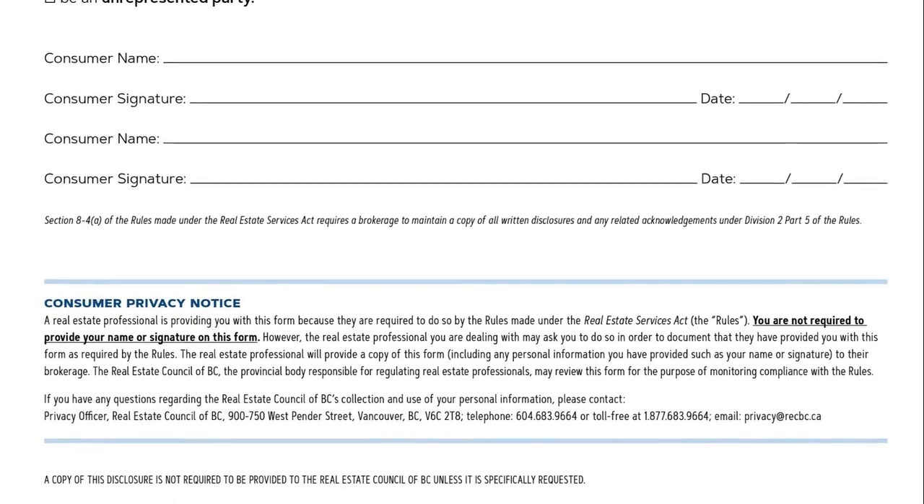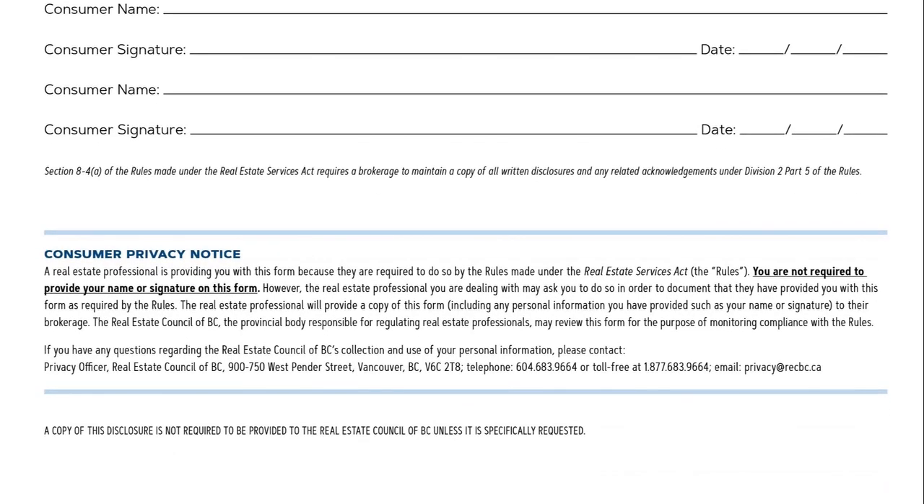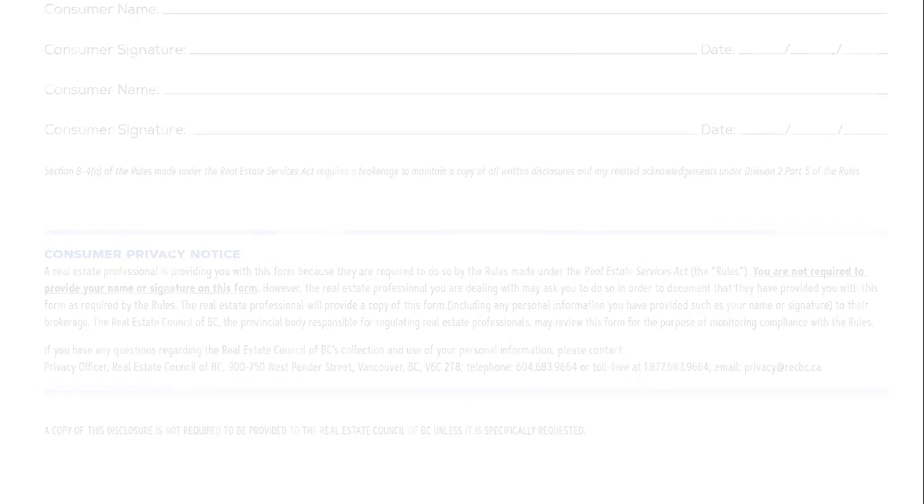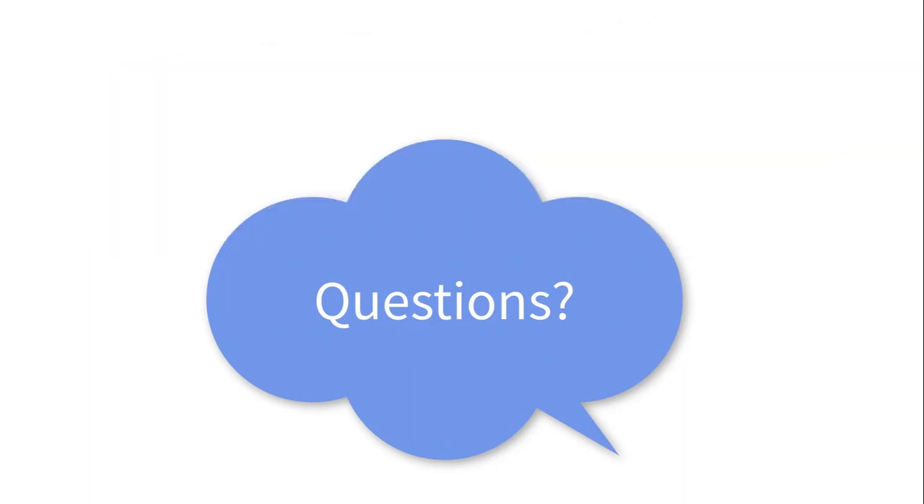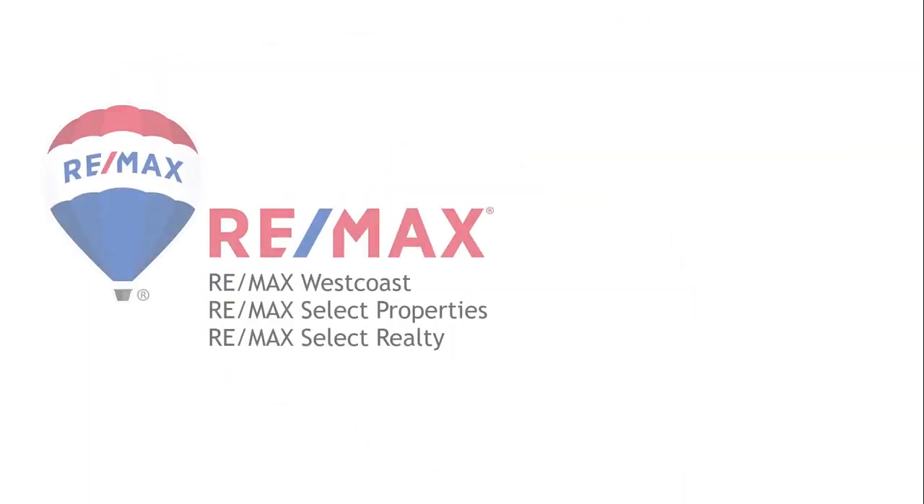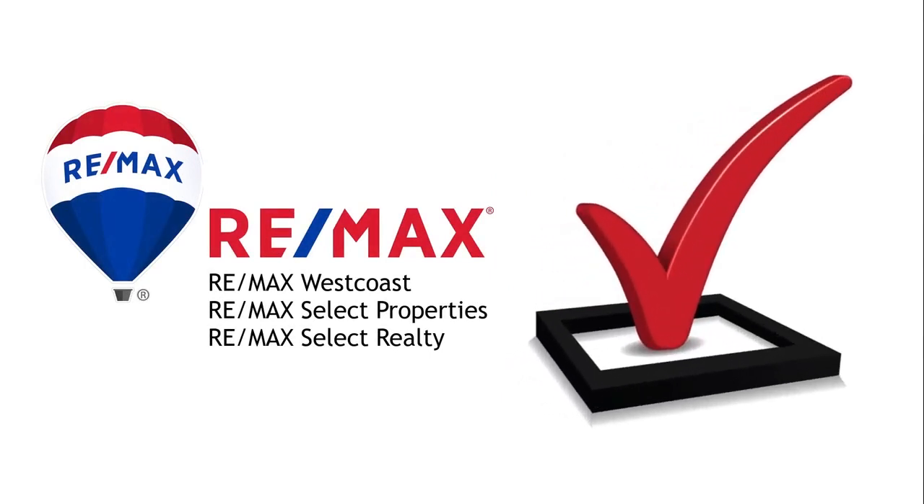Our brokerage requires that any time we're providing trading services, the form must be completed by the consumer. In order to make an informed decision on representation, please ask your RE/MAX West Coast, Select Properties, or Select Realty realtor any questions you may have. Once they've answered your questions, you can best determine how you'd like to complete the form. This will enable your RE/MAX realtor to provide you with appropriate trading services.